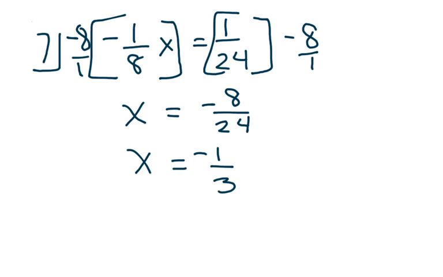Okay? And I said it's 2 steps because what I did is I multiplied by -8. You could have multiplied by 8 and then multiplied by -1. But it's easier if you do both steps at the same time.